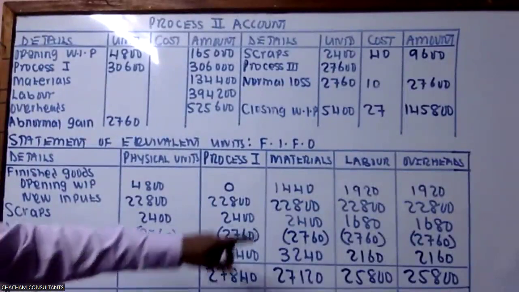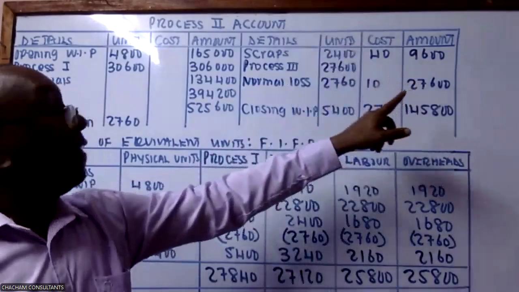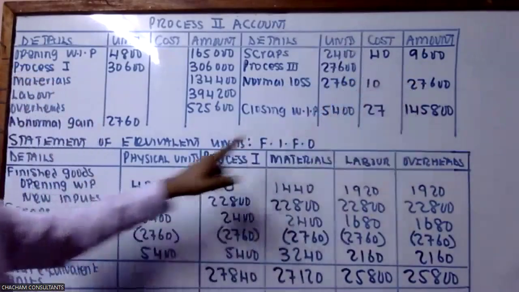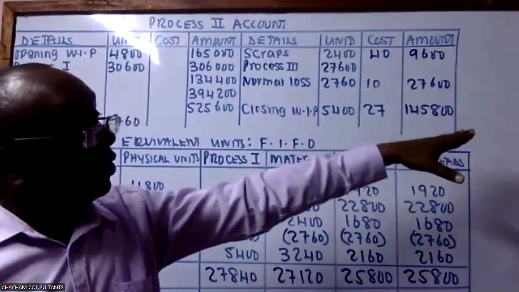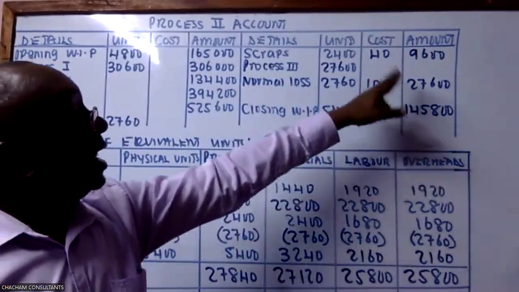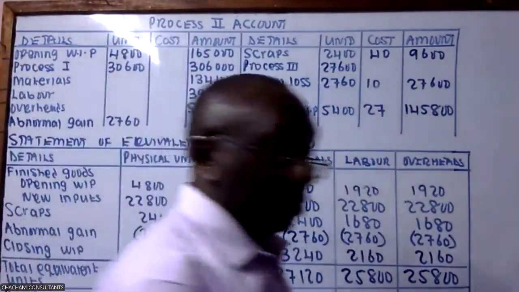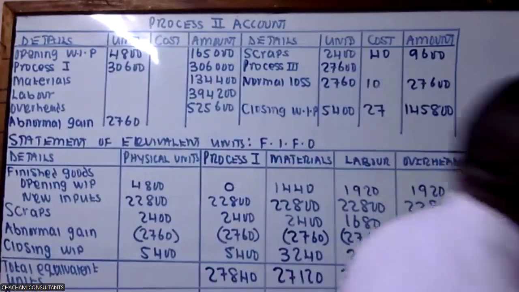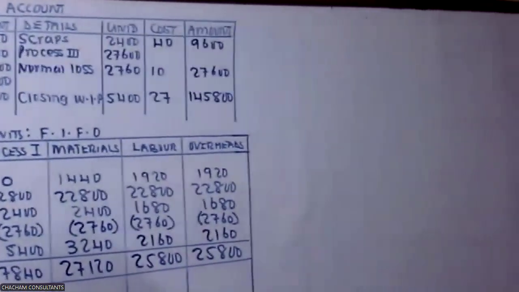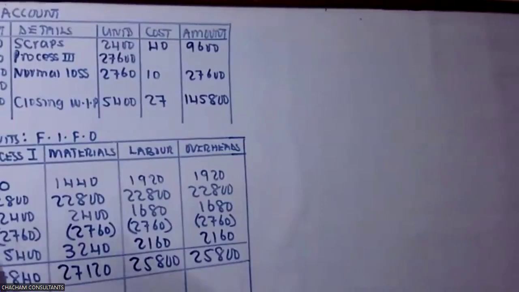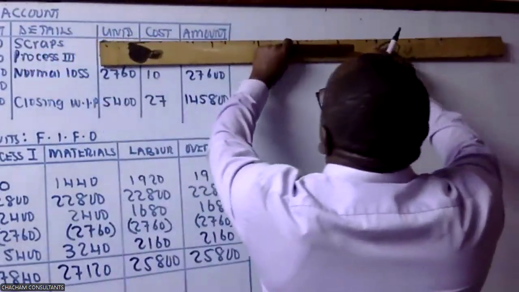So that is what we have done. This 27 we already brought here, and this 40. So we remain with bringing this one for the process and this one. If we had no abnormal gain, there is no need of going through the other step. We just get the balancing figure. But now that we have the abnormal gain, we have to go through there. So we are going to do the finished goods.